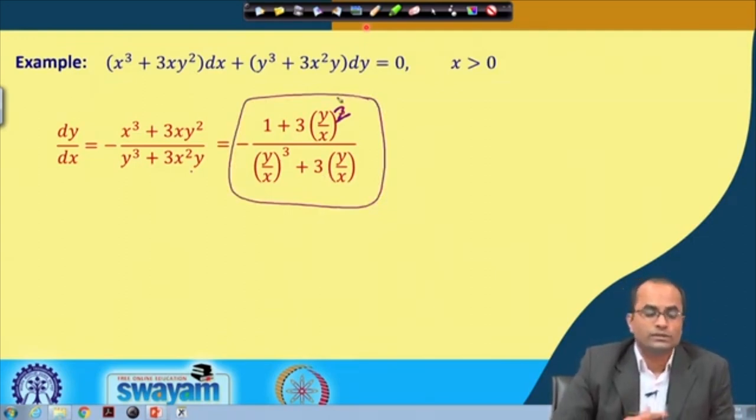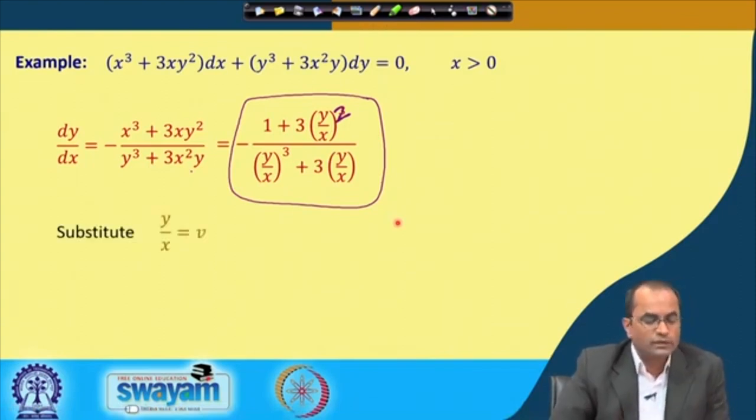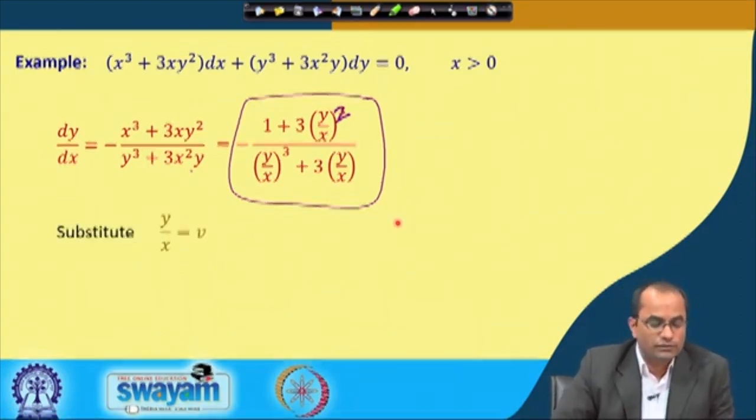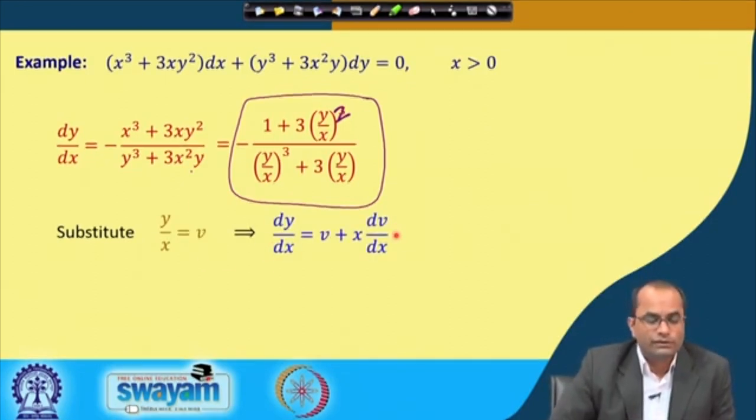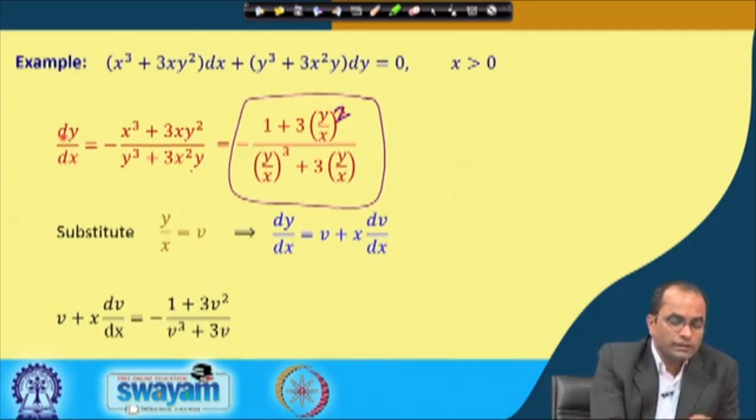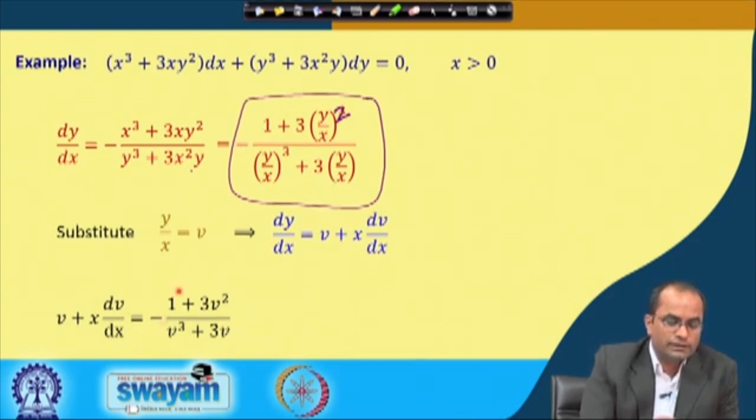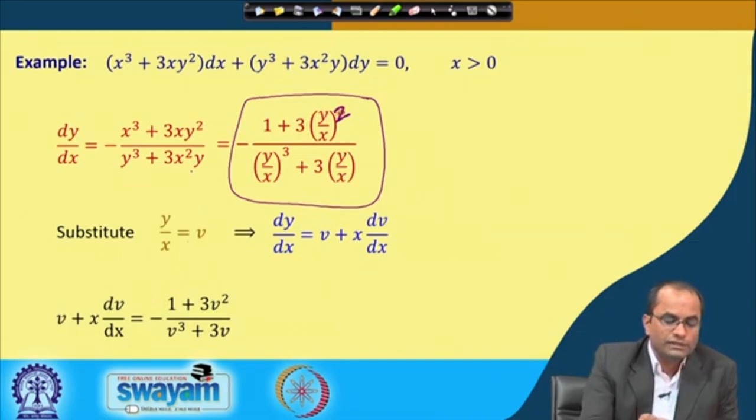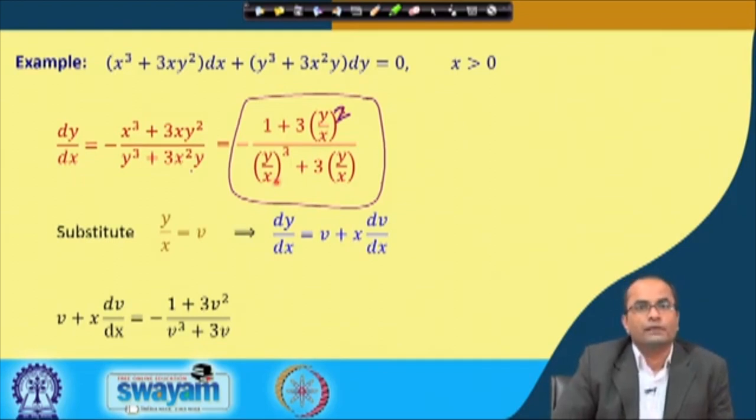So, now everything here is in terms of y over x, as a function of y over x. So, this equation is in homogeneous form, and we can now substitute y over x as v, which we have explained just before, and as a result dy over dx will be v plus x dv over dx. So, we can substitute now in our equation here. So, v plus x dv over dx equals minus 1 plus 3 v, since y over x is v, squared, divided by v cubed plus 3 v.